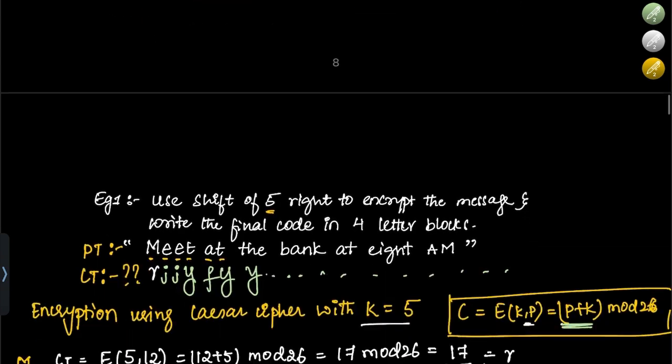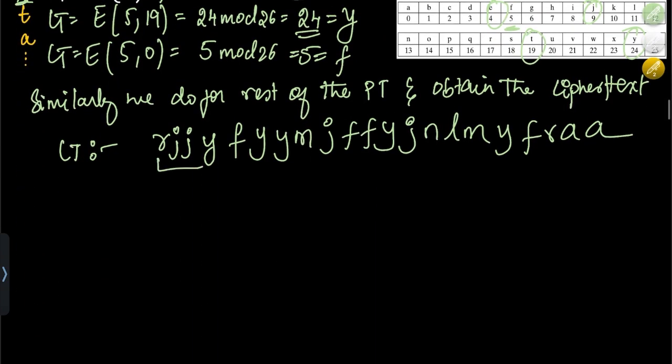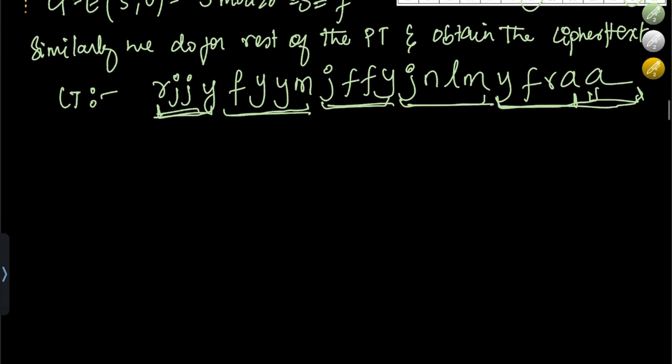Now they have told me to club in 4-letter blocks. 4-letter blocks clubbing means write these four ones, beside that these four, then these four, then these four, then these four. This is extra, so write it again, write it beside, that's it. So this is how we obtain the ciphertext. Once you obtain the ciphertext, you are done with the encryption process.